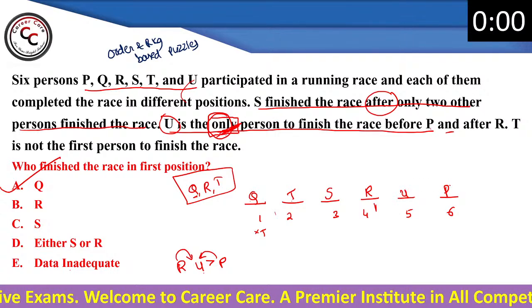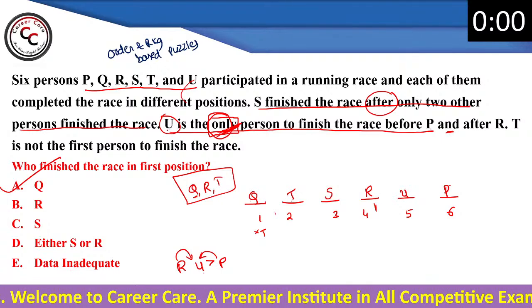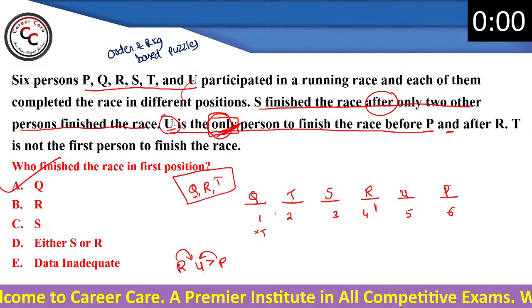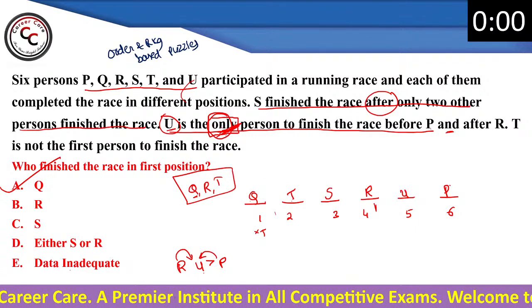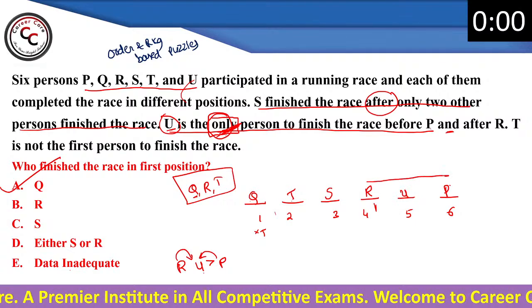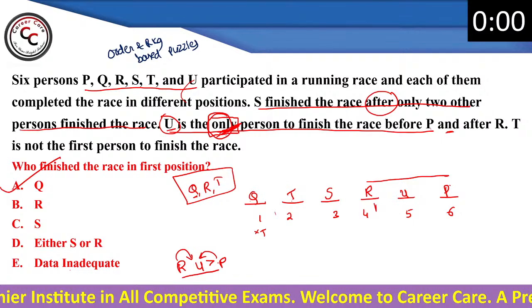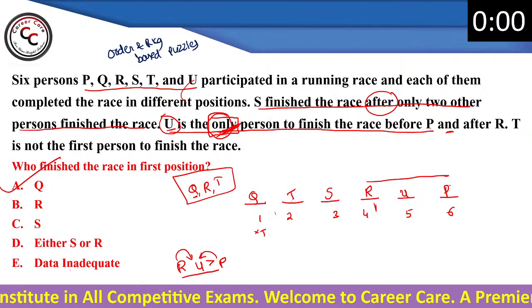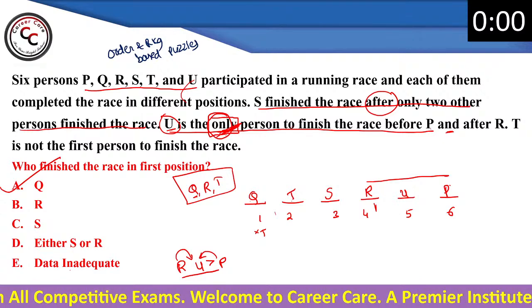So before U is the only person. And after R, N refers to the first person U. That is the mistake Balu has also done. Right? So here, as the keyword only is present, I am making these 3 people in a sequence. Who are those 3 people? R, U as well as P. So who is the first person to finish the race? Simply you can say Q is the first person to finish the race. Right?